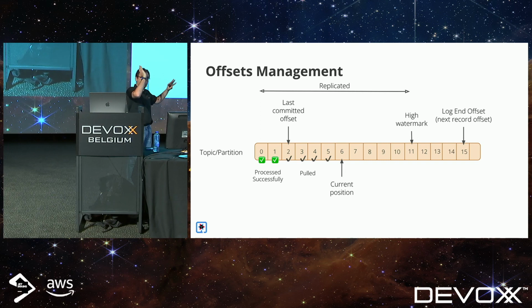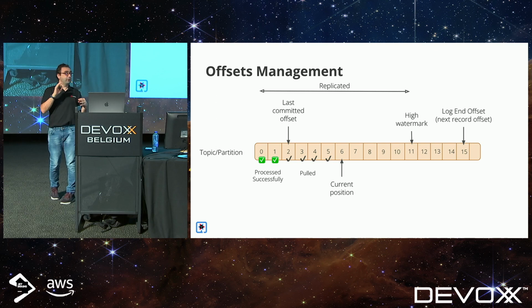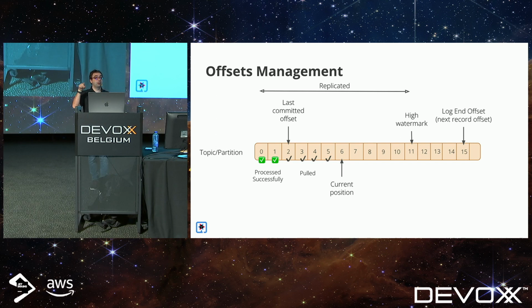We have the log end offset, which, also in Kafka, you're always off by one at the beginning. The LEO, log end offset, is actually the next record that will be written. So basically, it's the next available offset: last written plus one.